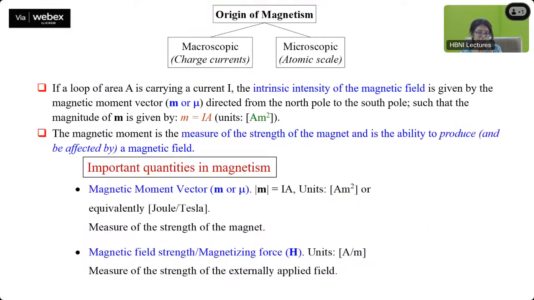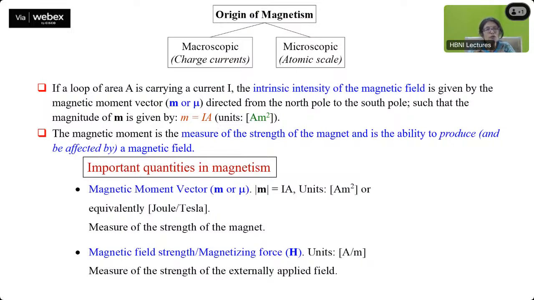So now the origin of magnetism, how magnetism actually originates. Macroscopically, it is through charges and currents, whereas microscopically, it originates at the atomic scale. If you have a loop of area A carrying a current I, the intrinsic intensity of the magnetic field is given by the magnetic moment vector, m or mu, directed from the north pole to the south pole. The magnitude of m is I multiplied by A. The magnetic moment is a measure of the strength of the magnet and its ability to produce and be affected by a magnetic field.